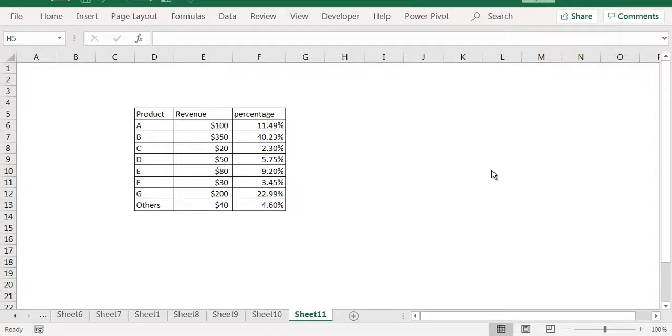In this video session, we will understand how to create a Pareto chart in Excel. So before the Pareto chart, we'll see what the Pareto principle is. The Pareto principle states that 20% of the products are responsible for 80% of the revenue, or 20% of the customers are responsible for 80% of the revenue. So it is like the 20-80 or 80-20 rule.